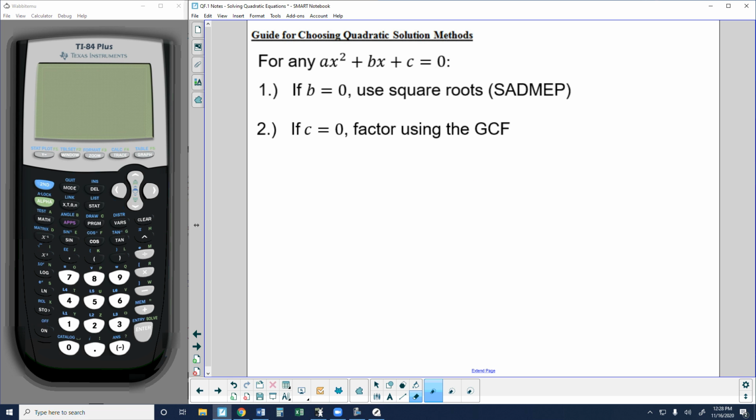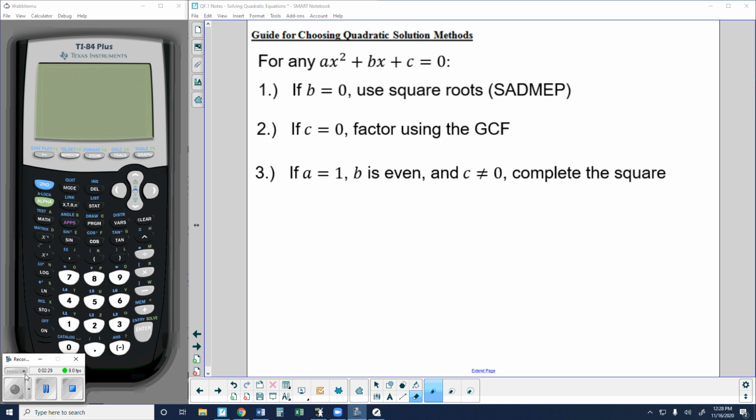My third scenario, and you'll notice there's a lot going on here. This is really the only time that we would want to complete the square. If a is equal to 1, b is an even number, and c is not equal to 0, the quickest and most efficient way is to complete the square. You can do it in other scenarios, but this would probably be the only case where we want to go to the complete the square method.